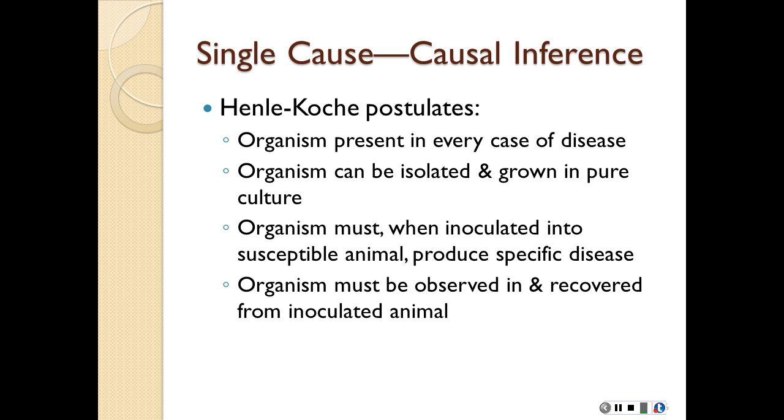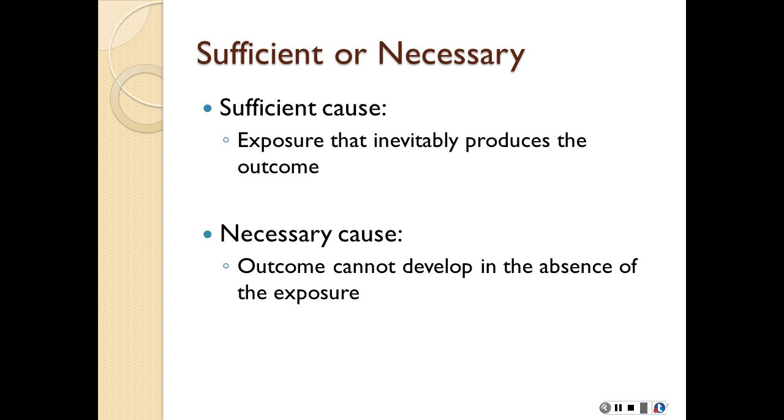The problem is that most of the diseases we talk about today are multifactorial. They have multiple things that can cause them, and more than one thing can cause the same disease, right? But before we get to that, we're going to talk about sufficient causes and necessary causes. A sufficient cause means that that exposure alone will cause the disease. You don't need anything else included. A sufficient cause alone is enough to produce the disease. A necessary cause means that the disease or outcome cannot manifest unless that exposure is present.